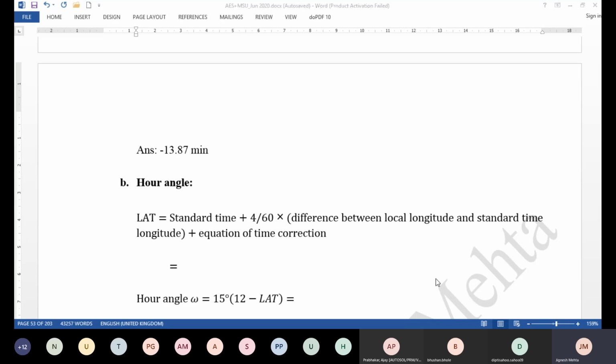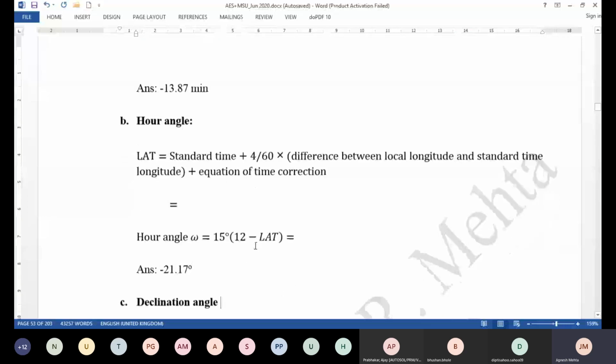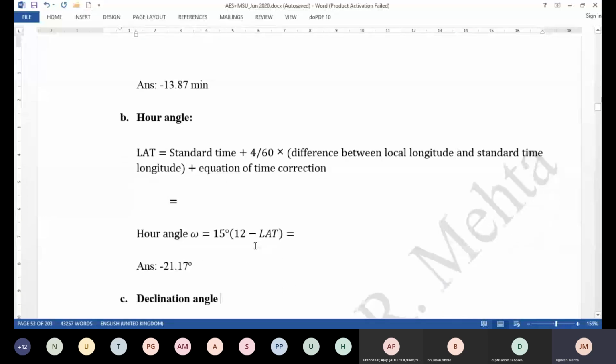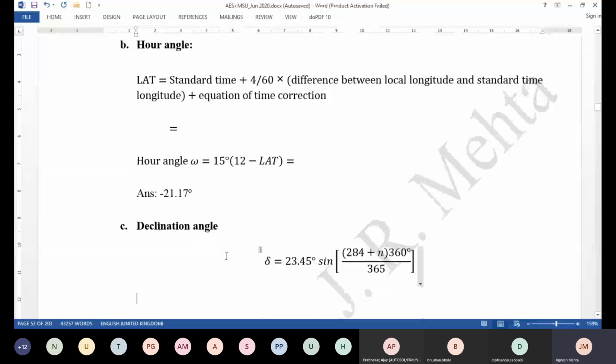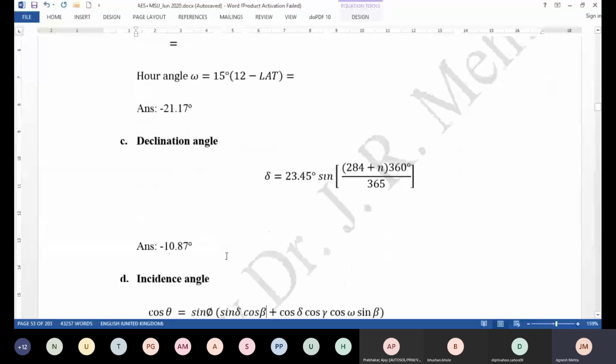Once you get LAT, you can find the hour angle, right? In this case, you should get minus 21.17 degrees. That's the hour angle. So you are in the afternoon, so hour angle would be negative, right? And you are talking about 2 p.m. So accordingly, the value. Now the declination angle again depends upon the day number, right?